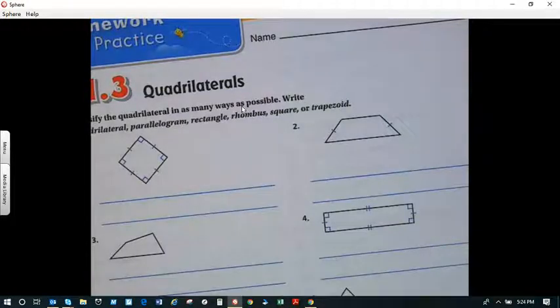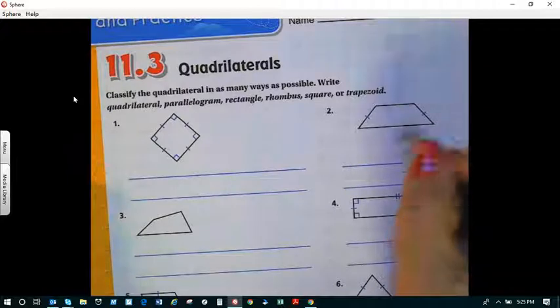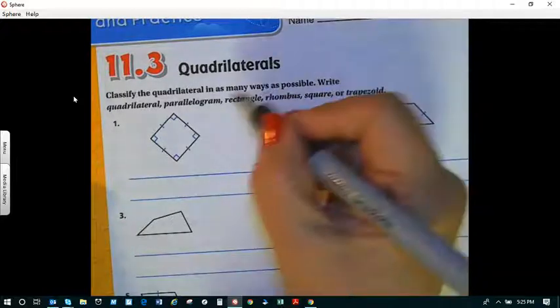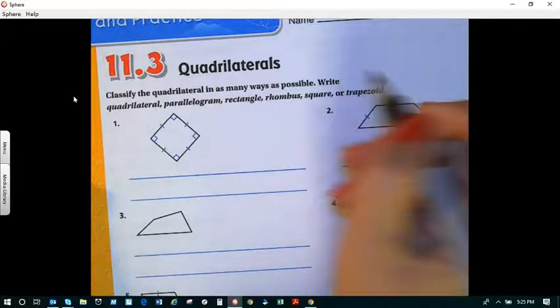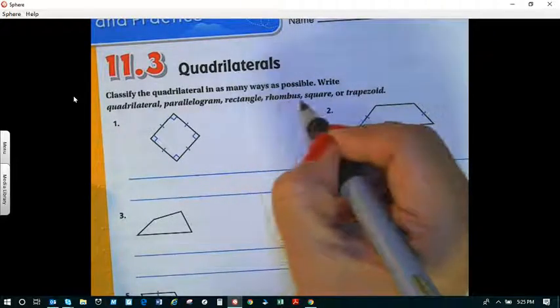All right, so just a reminder, you do have a quiz tomorrow over classifying triangles and quadrilaterals, so be ready. All right, so to classify quadrilaterals, many ways are possible. So write the quadrilateral, parallelogram, rectangle, rhombus, square, or trapezoid.